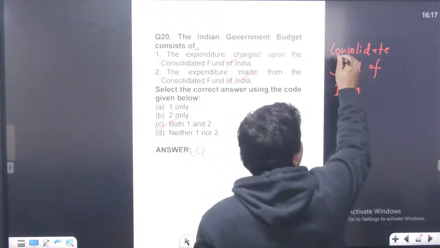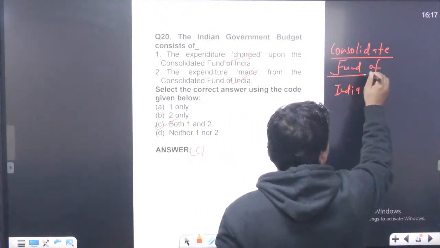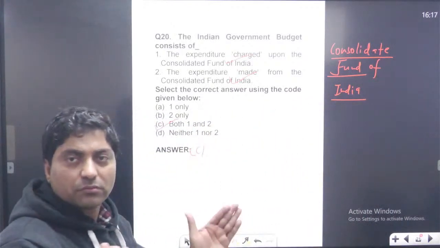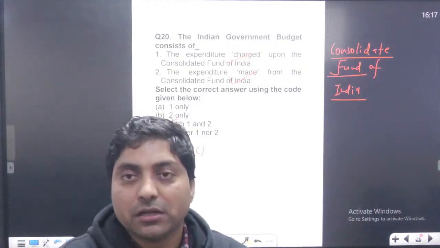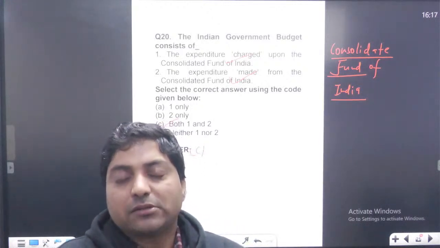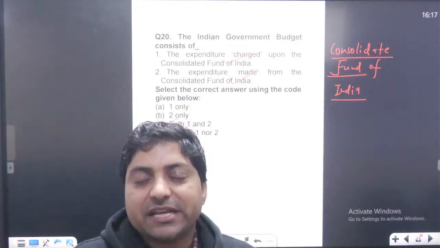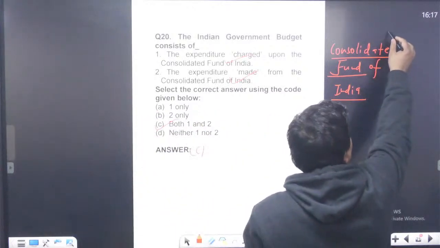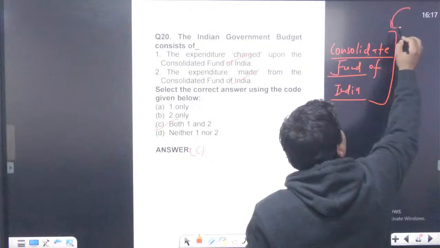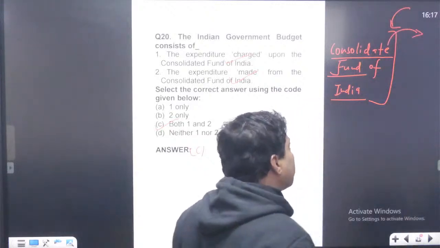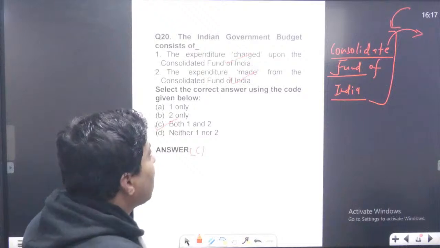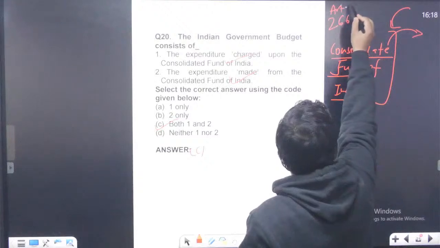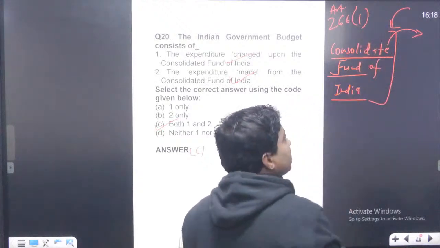What is consolidated? Consolidated मतलब होता है इकट्ठा, fund मतलब पैसा, of India. Now this is a major source of, you can say, a government account where all receipts, all money is actually credited and debited. सारा पैसा यहीं आता है और यहीं से जाता है. That is consolidated. And if you look at Article 266, Clause 1 deals with Consolidated Fund of India.